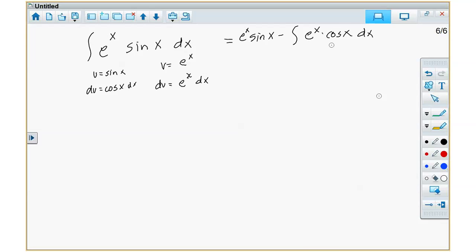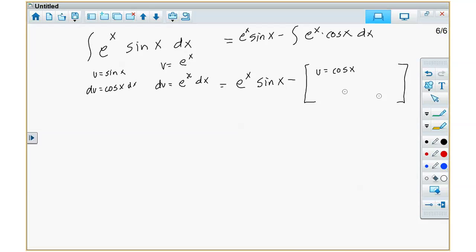What do we got here? Same thing. So e to the x sine of x minus, I'm going to put right here, I'm going to make u equal to the same thing. Let's see, what did I make u equal to? I just wanted to go with my notes here. Yeah, I make u equal cosine of x. U is equal to cosine of x.